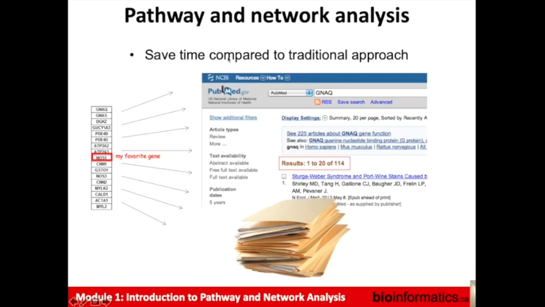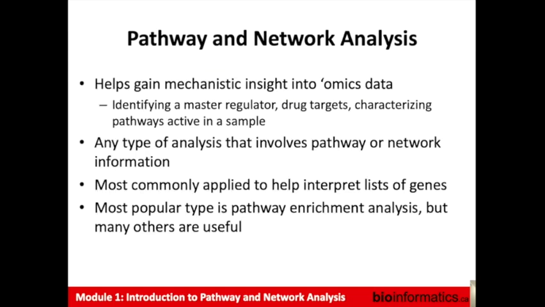Pathway and network analysis saves time compared to the traditional approach. If you had hundreds or thousands of genes and you wanted to interpret them manually, you'd have to look each one up, understand its function, and understand the relationship of the functions of all the genes on your list to try and figure out if there were particular mechanisms that were in common and that might be interesting to highlight. And so this approach traditionally is very time-consuming.